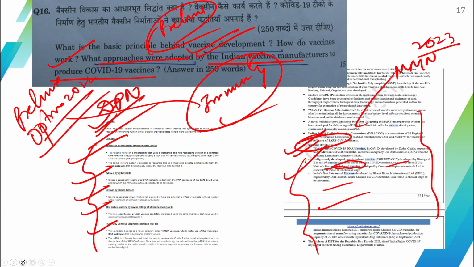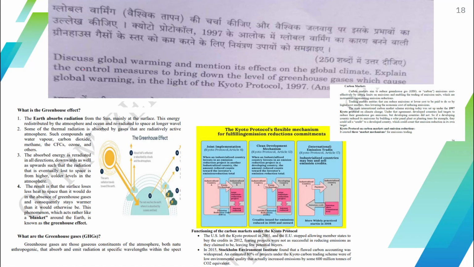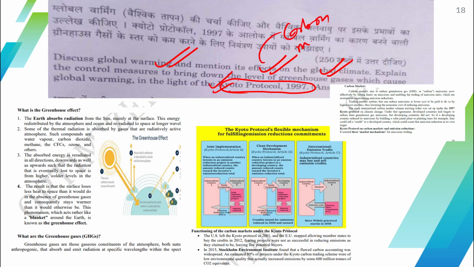Okay, next question. Question number 17. Discuss global warming and mention its effects on global climate. Explain the control measures to bring down the level of greenhouse gas emissions in the light of Kyoto Protocol 1997. Guys, first of all, why has this question come? This question has directly come because of the carbon market which we are going to establish under the new amendment to the Electricity Act.